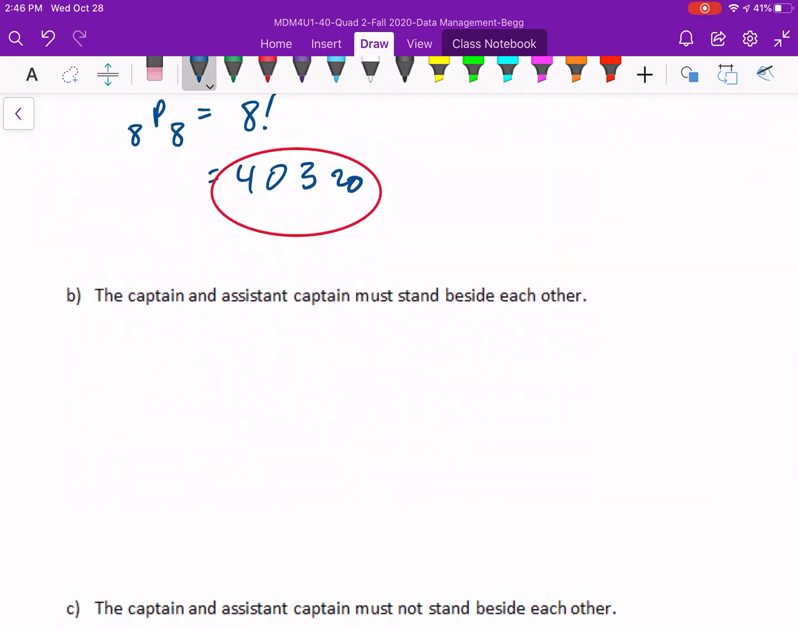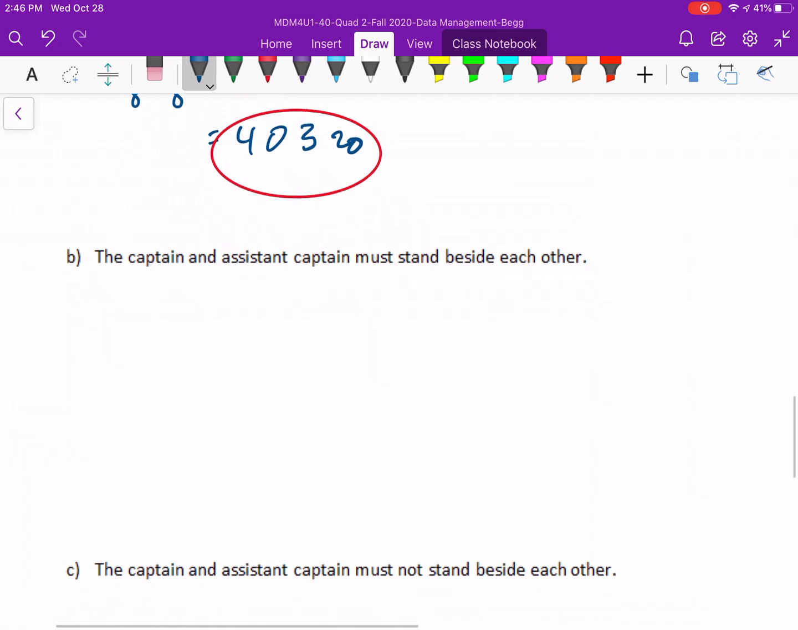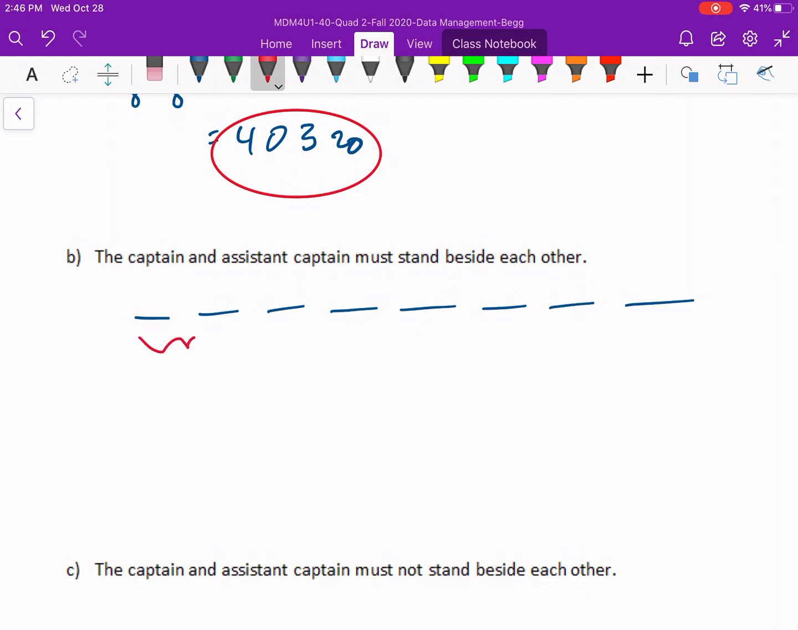The captain and the assistant must stand beside each other. That's very similar to an example we saw before as well. So it was like when we had to keep the 3 books together. So we got 8 spots in this photo. The captain and the assistant have to be together. I'm gonna explain it slightly different in this case, though. So let's pretend that the captain and the assistant are on the left. They don't have to be, but let's just start off assuming they're on the left.